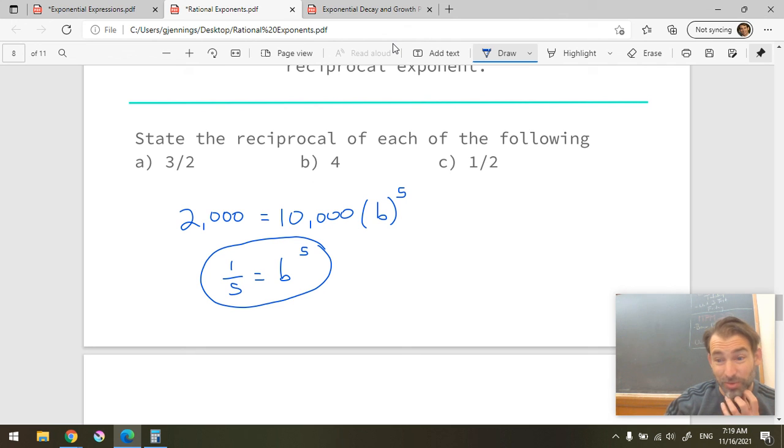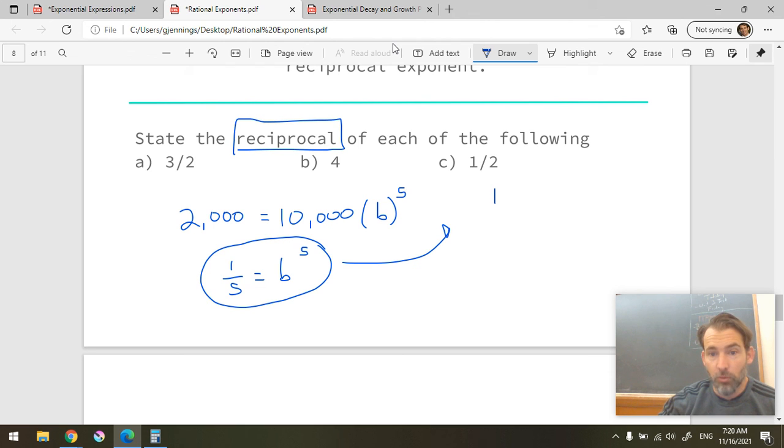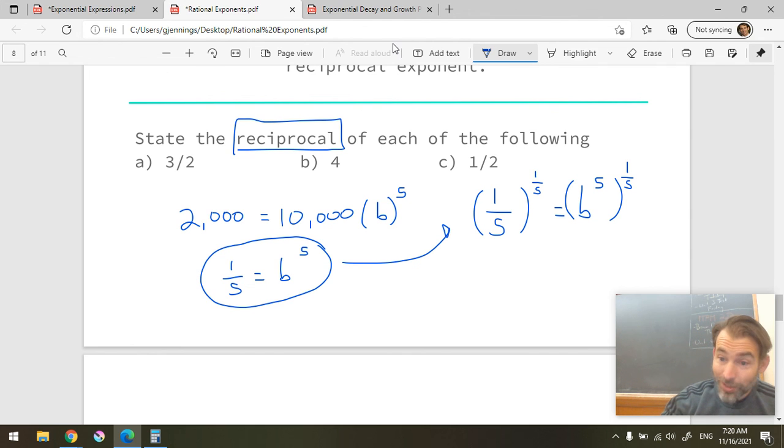Seems like an easy question, but I don't know how to do that in my head. It's really hard. So what you can do is take the 1 over 5 power of both sides. You use the reciprocal of this power and take that of both sides. So you would have 1 over 5 to the power 1 over 5 is equal to b to the 5, to the 1 over 5. Now here, 5 times 1 over 5 is 1. That's why you do that, because that will solve for b on this side.